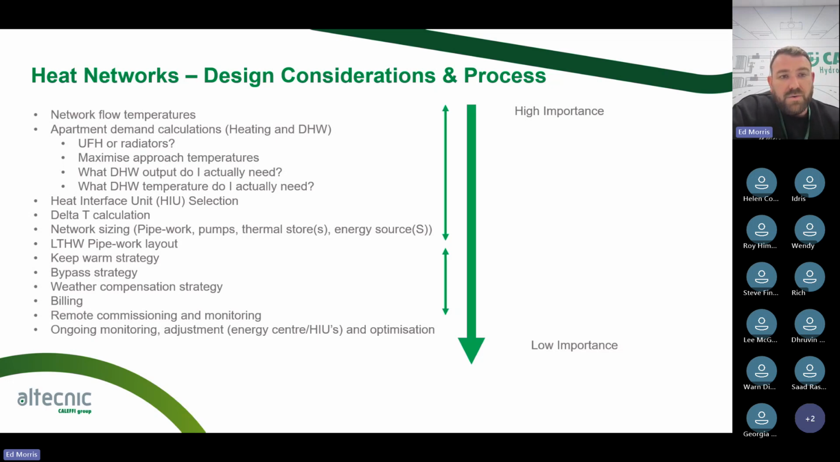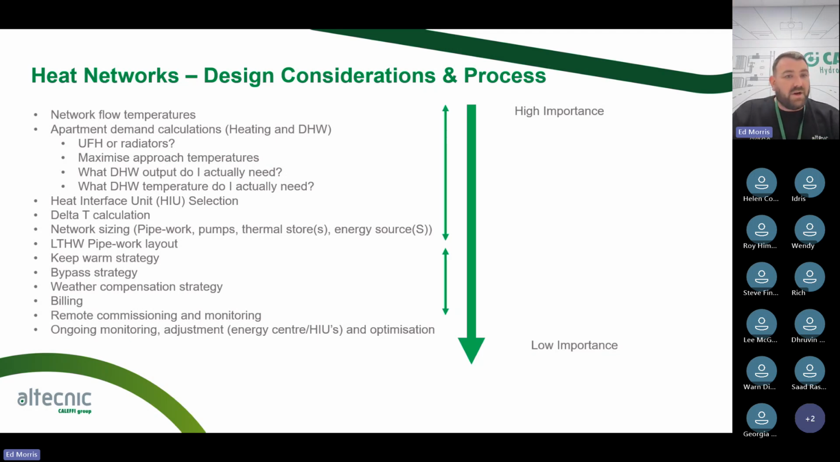Low temperature hot water, the pipework layouts. Is it the optimal layout? We'll look at pipework layouts shortly to make sure we're optimizing how we do that. Keep warm strategy, how is it being used? It's really, really important. Again, it's something we'll look at as we go through. Bypass strategy, again, really important thing to think about. A bypass is essentially an open loop between the flow and the return. It's going to have a huge impact on the return temperatures.